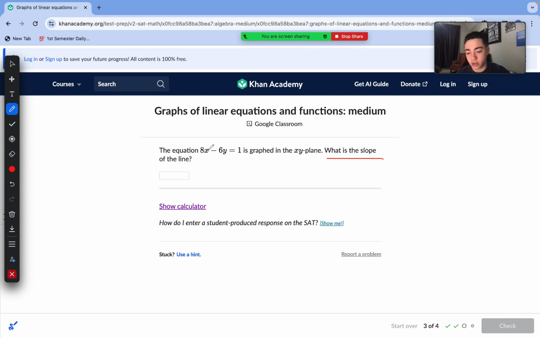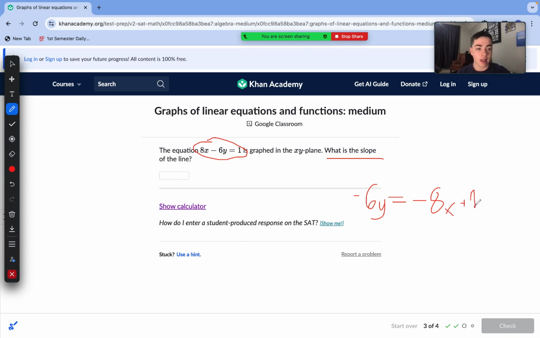So how do we do that? We get the y by itself. So let's think of that. How do we get the y by itself? Let's move over the 8x first. So it goes from positive 8x to our negative 8x. We have negative 6y equals negative 8x plus 1.